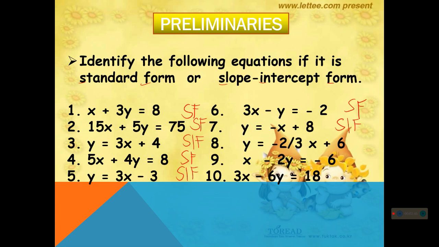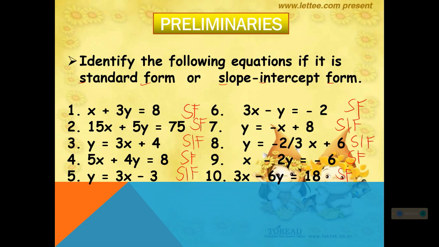How about number 8? We have y equals negative 2 over 3x plus 6. Correct. It is also written in the slope-intercept form. Then number 9, x minus 2y equals negative 6. Correct. It is written in the standard form. Last, we have 3x minus 6y equals 18. Correct. It is also written in the standard form.